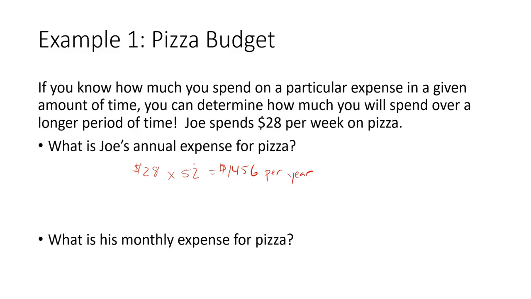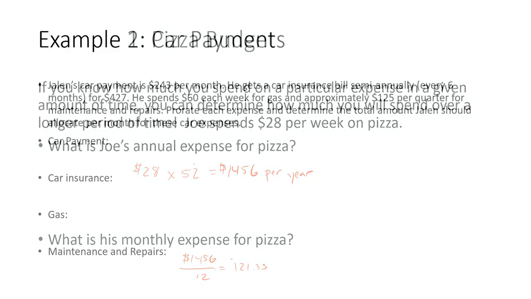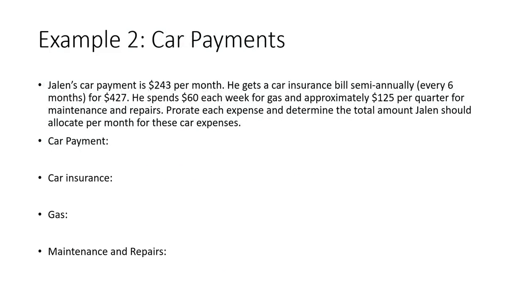In order to determine his monthly expense, we would just take his annual expense and divide by 12. 1,456 divided by 12. And the monthly expense for pizza, $121.33. So we can expand on that idea a little bit by calculating the annual budget for multiple items, and then use that to determine your monthly budget.